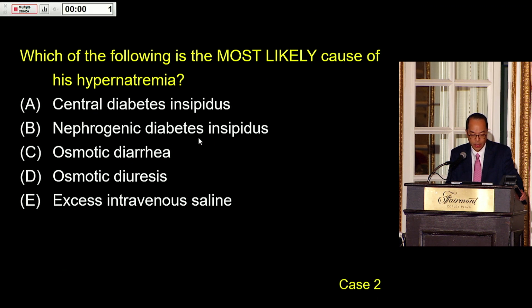Is it central DI, nephrogenic DI, osmotic diarrhea, osmotic diuresis, or excess IV saline?